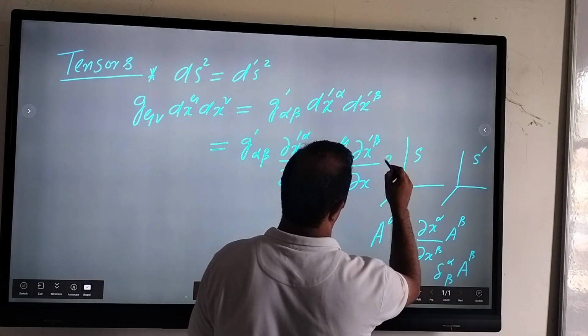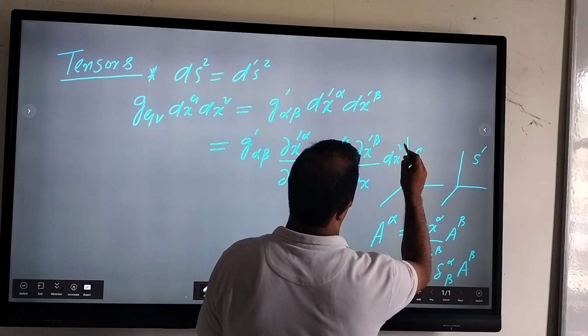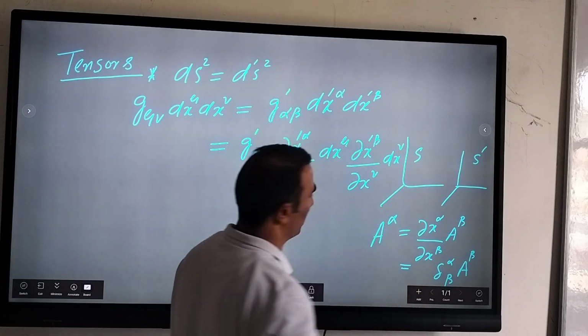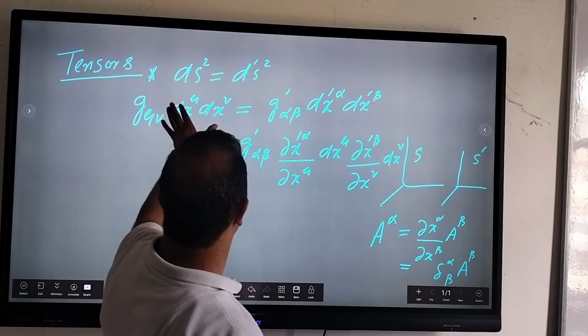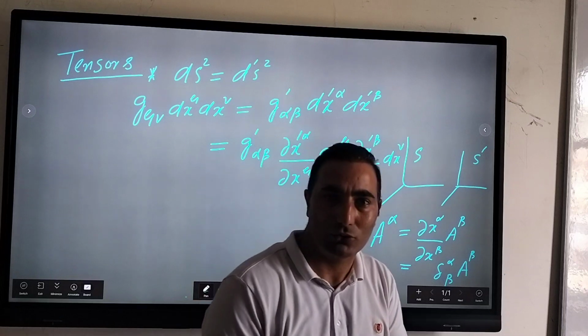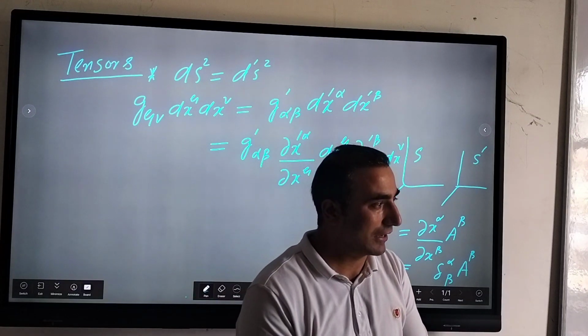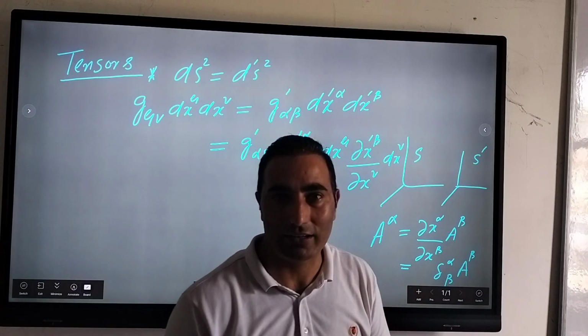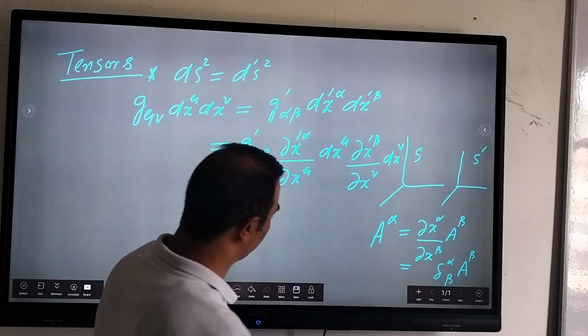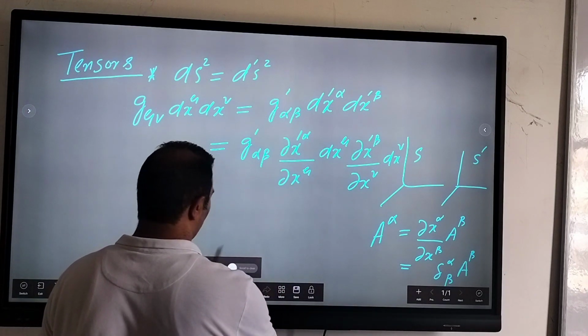So you need to use a mu here, because we are using these indices mu and nu. This is very clear, because mu and nu take values 0, 1, 2, 3. This is very clear to you, right?